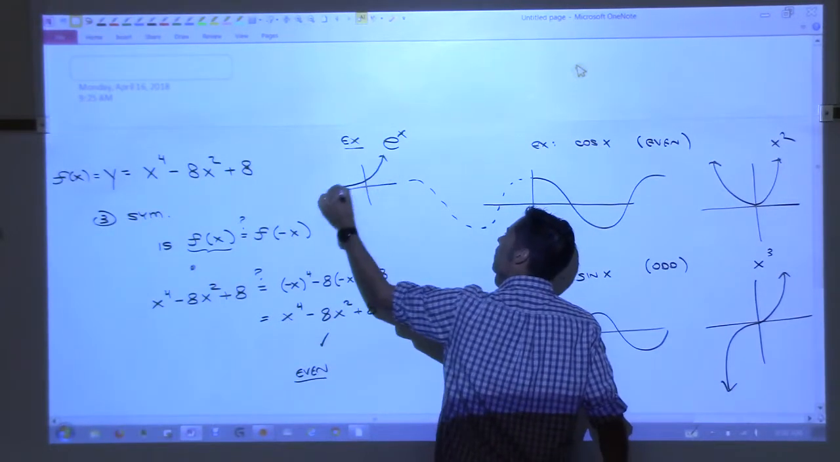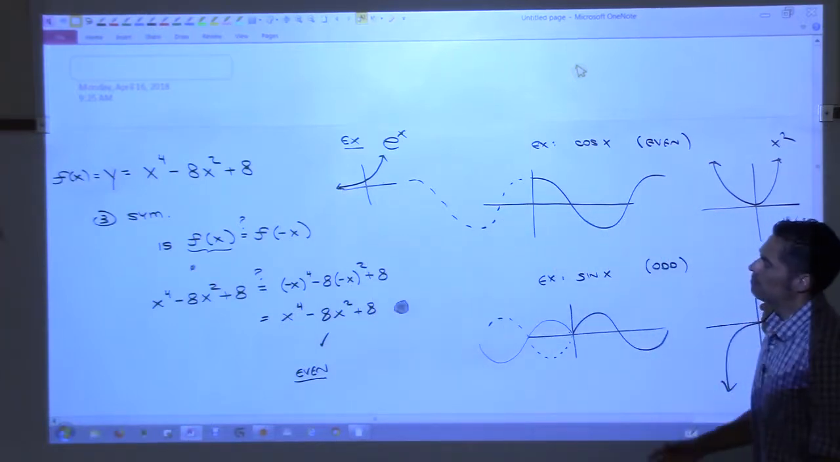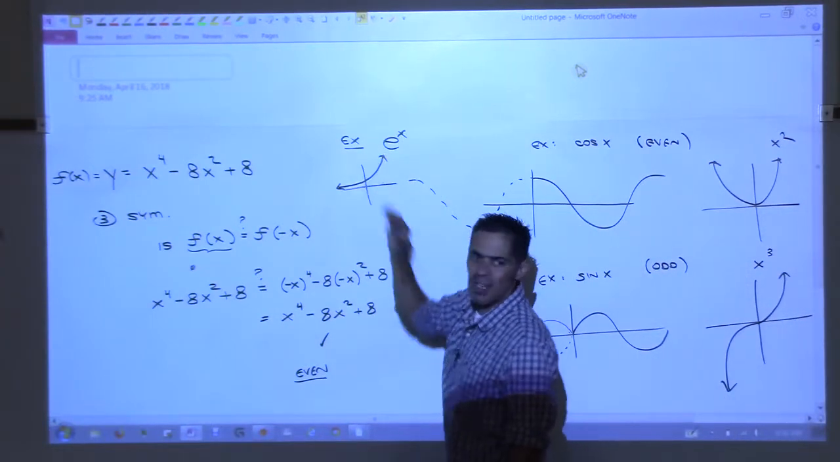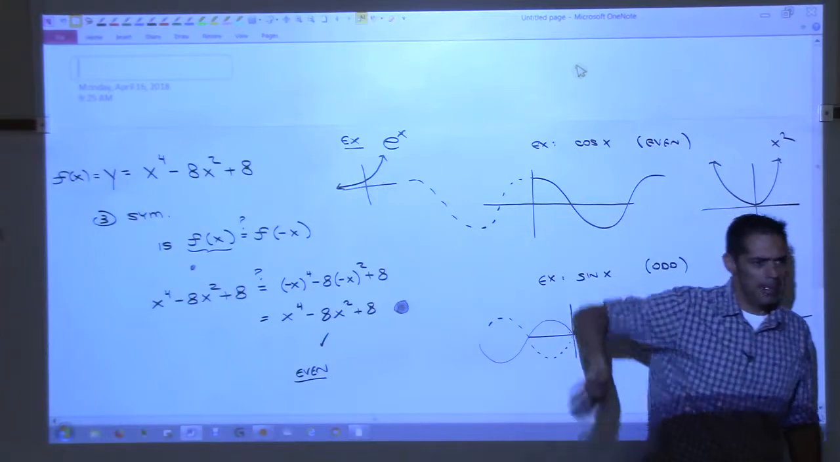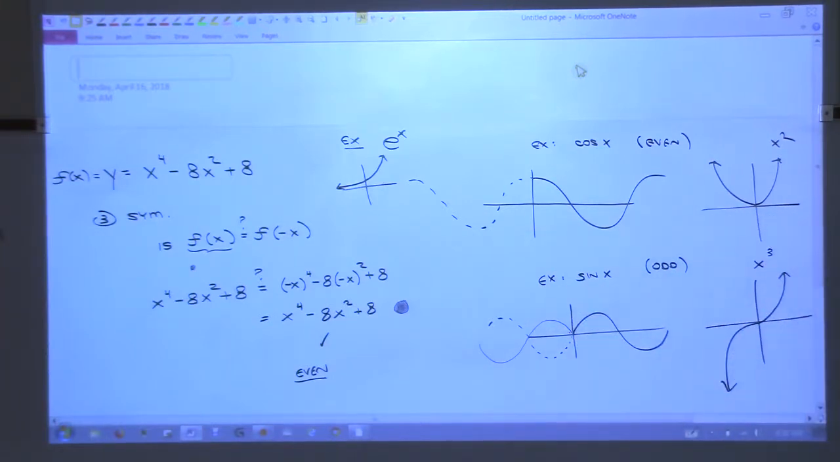Because, if we flip it over the y-axis, it doesn't land on itself. If we double flip it, it doesn't. So there's a lot of neithers out there. Yes. Even and odd is kind of a special category.